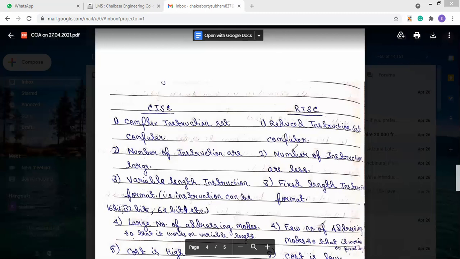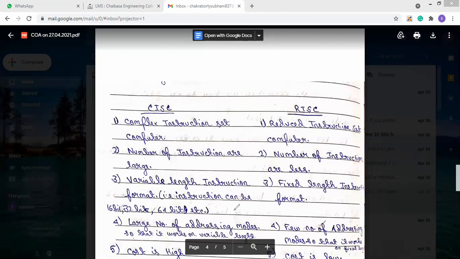But in case of RISC, the instruction format is fixed. Though the instruction format is fixed, we require a few addressing modes. That's why here a few addressing modes are required. But in case of CISC, it works on variable length, so a large number of addressing modes is required.